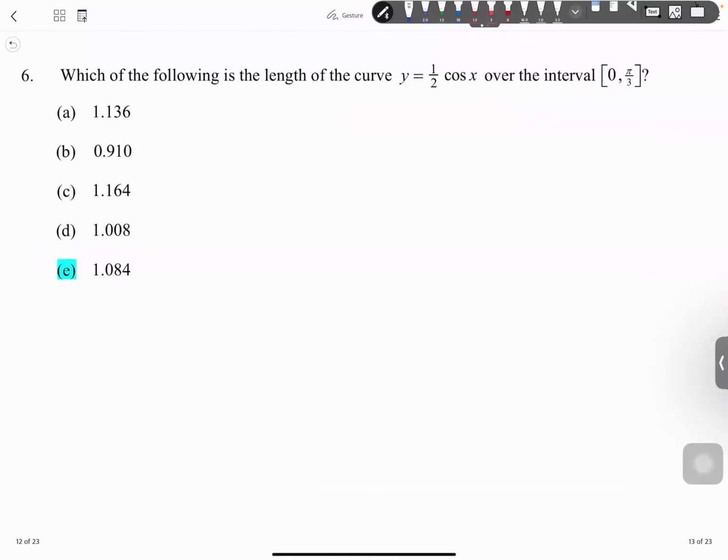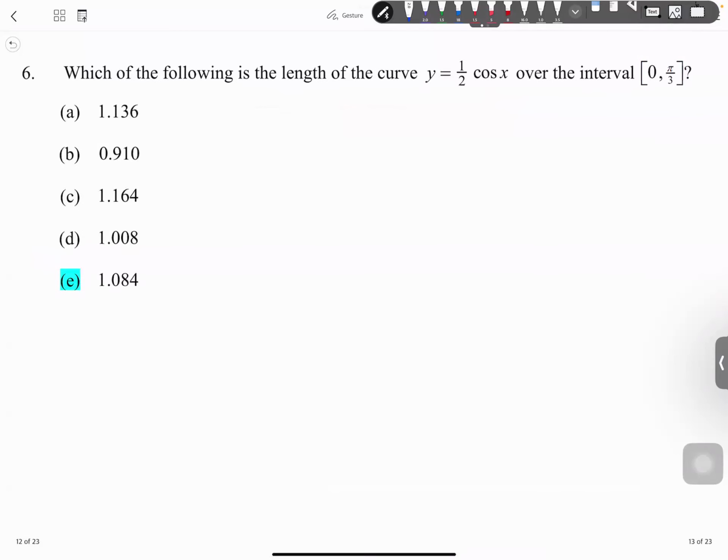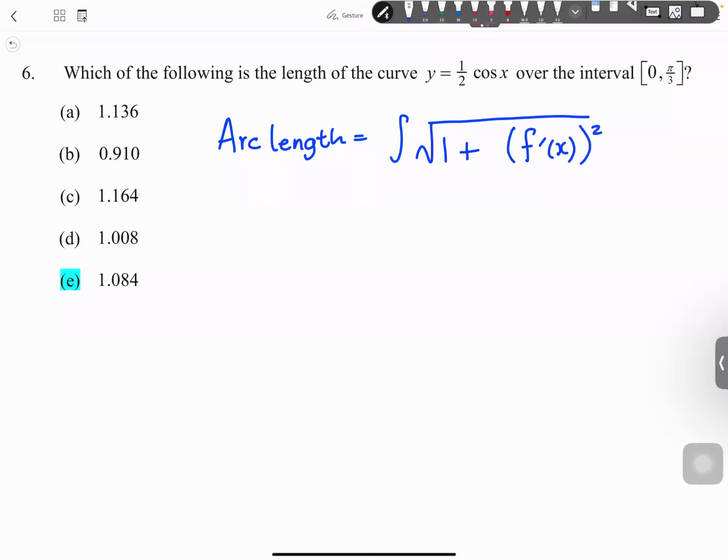All right, problem number 6. Which of the following is the length of the curve y equals 1/2 cosine of x over the interval 0 to pi thirds? This problem is all about arc length. Just to get us started, let's write down the formula for arc length. You will need to know this. The formula for arc length is the integral of the square root of 1 plus the derivative of our function squared dx, and we evaluate on the given interval a to b.